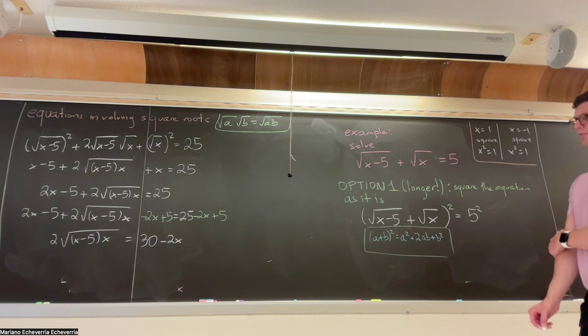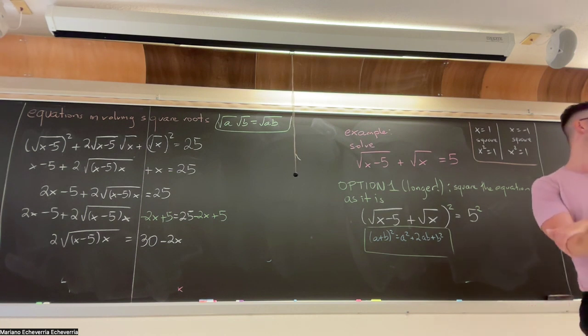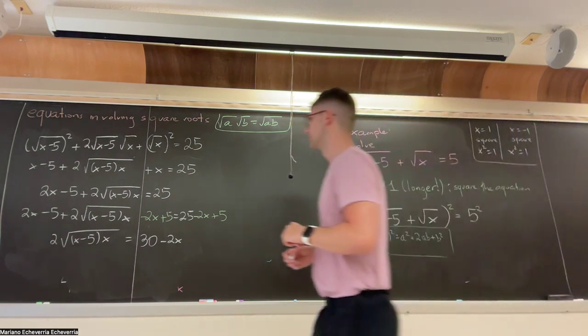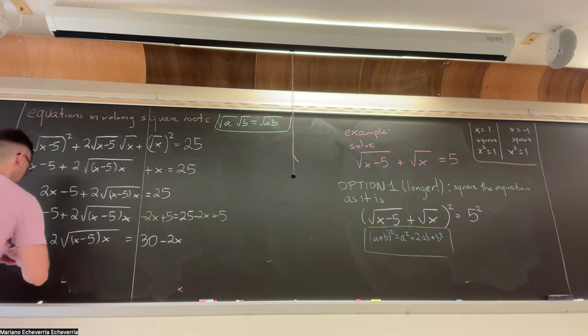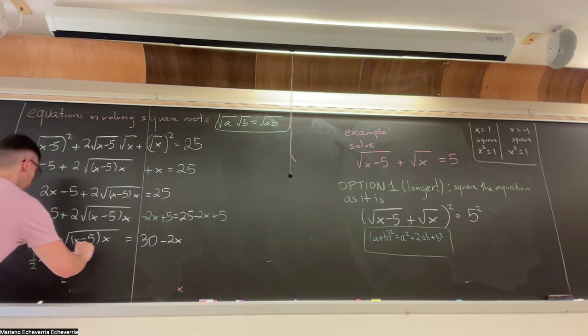And if you want, before squaring, you can multiply both sides by 1/2 just to get rid of the 2 in front of the square root. Or divide both sides by 2.